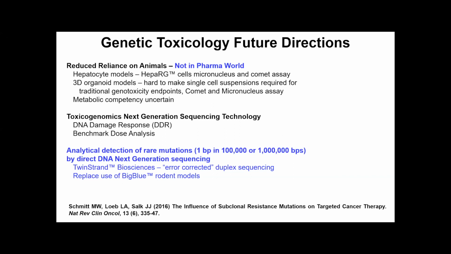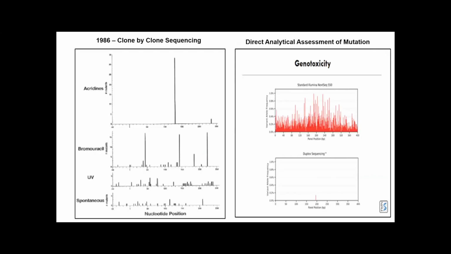As I mentioned earlier, mutation assays take forever to do. You have to treat cells, you have to wait for expression to occur, and so on. It takes a long time. With this new technology developed by Twin Strand Biosciences called error-corrected or duplex sequencing, it can replace the Big Blue because it enables the determination of pulling out that 1 in 100,000 and 1 in 1 million. That's depicted on this slide. And this is kind of like my next to last slide.